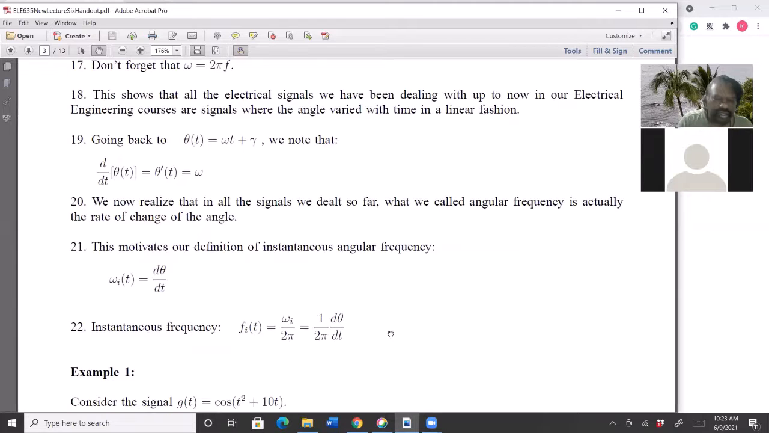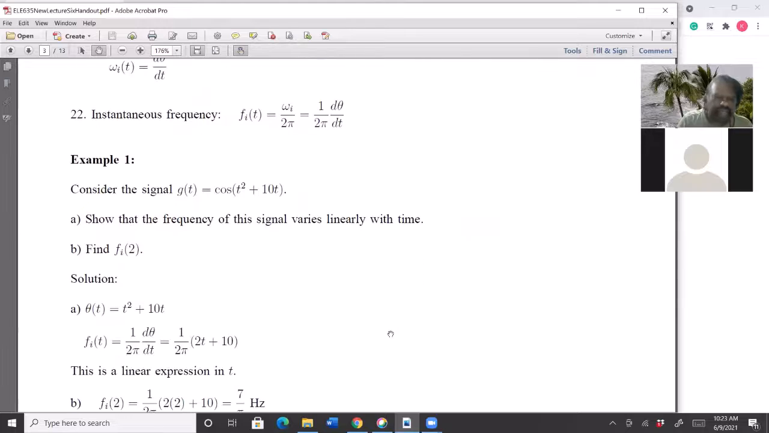So I have given you an example. Consider the signal cosine of t squared plus 10t. I know you have never seen t squared plus 10t inside a cosine, but it doesn't matter, theoretically. Show that the frequency of the signal varies linearly with time and find the instantaneous frequency at time 2. So theta of t is t squared plus 10t, so the instantaneous frequency is 1 over 2 pi times the derivative, which is 2t plus 10. You can see this is a linear expression in t. Therefore, we have proved the frequency of this signal varies linearly with time.